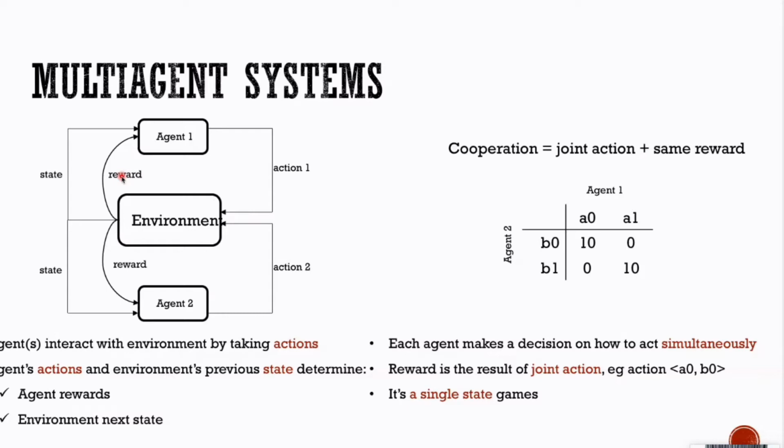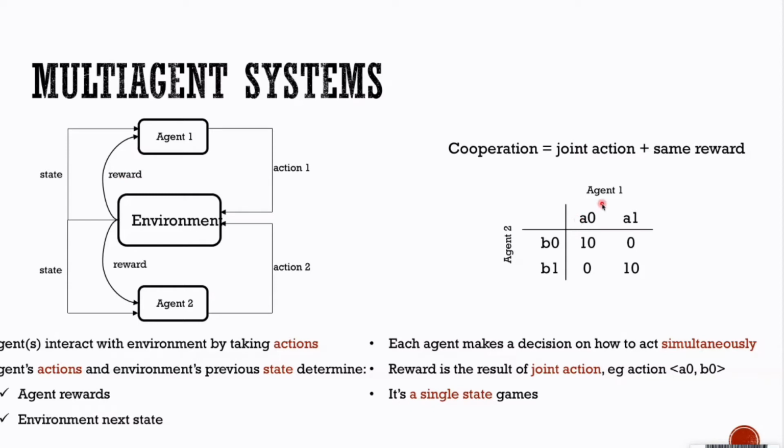But this paper focused on the cooperative environment. What does it mean by cooperative environment? Cooperative environments mean that the actions are joint actions, and the reward is the same for both agents. So every time step the agents choose their actions, and the reward will depend on the actions of the choices they are making.